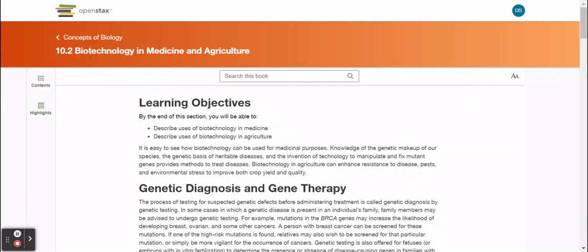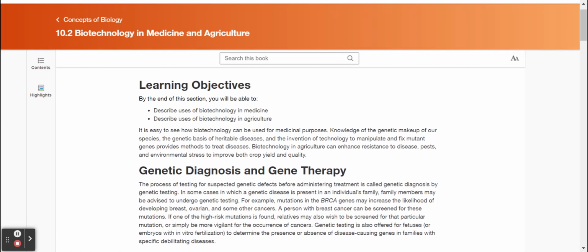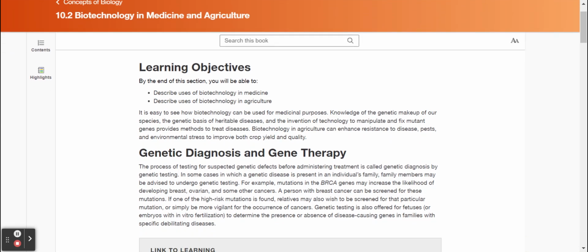Section 10.2 Biotechnology in Medicine and Agriculture. By the end of this lesson, you will be able to describe uses of biotechnology in medicine and describe uses of biotechnology in agriculture. It is easy to see how biotechnology can be used for medicinal purposes.